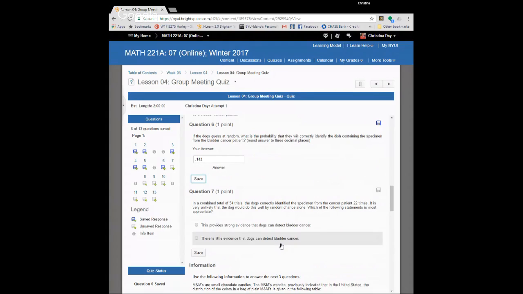So then in a combined total of 54 trials, the dogs correctly identified the specimen from the cancer patients 22 times. It is very unlikely that a dog would do this well with random chance alone. Which of the following statements is most appropriate? It provides strong evidence that the dog can detect it, or it's little evidence. I'll say there's little evidence that dogs can detect bladder cancer. I don't think there's enough. Well, they guessed 22 out of the 54. That's less than half. Yeah.